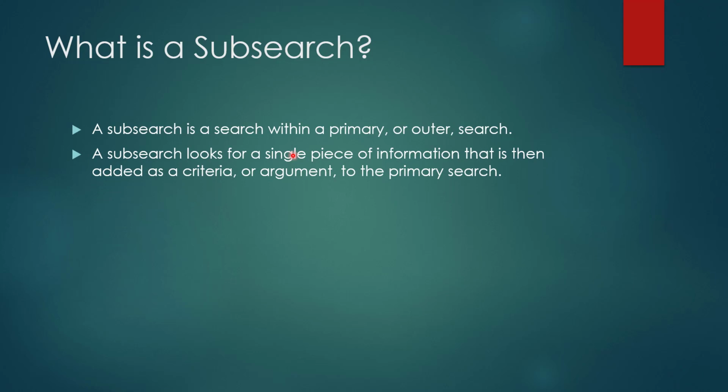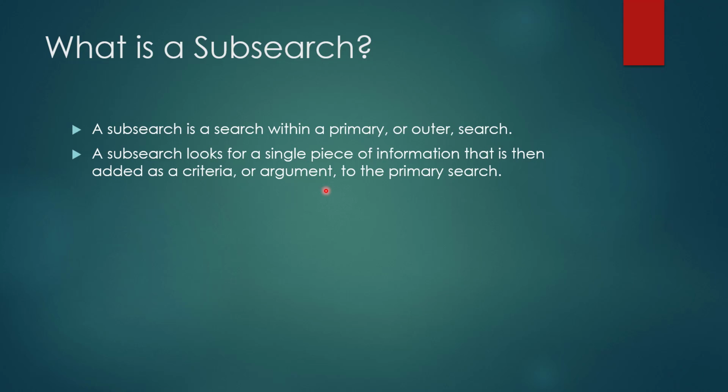Now a subsearch looks for a single piece of information that is then added as a criteria or argument to the primary search. Suppose sometimes we write a search like index equals some index name, then field1 equals some values, then field2 equals some other values. Those are the information or the criteria or the arguments we are adding to that search.